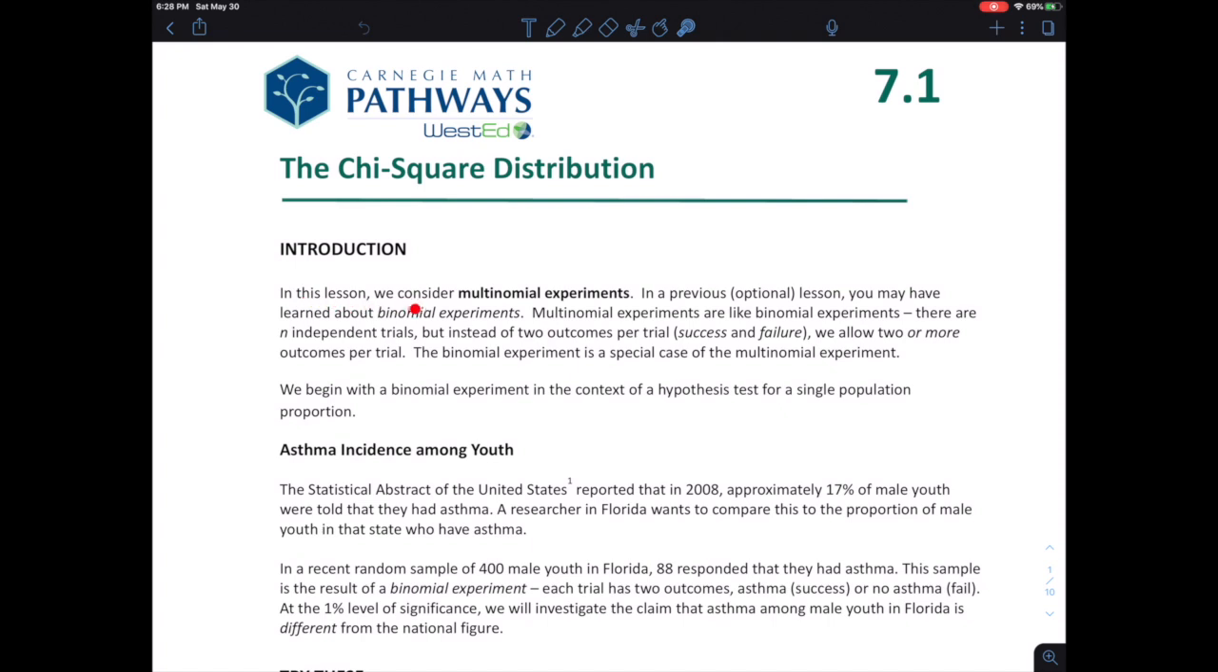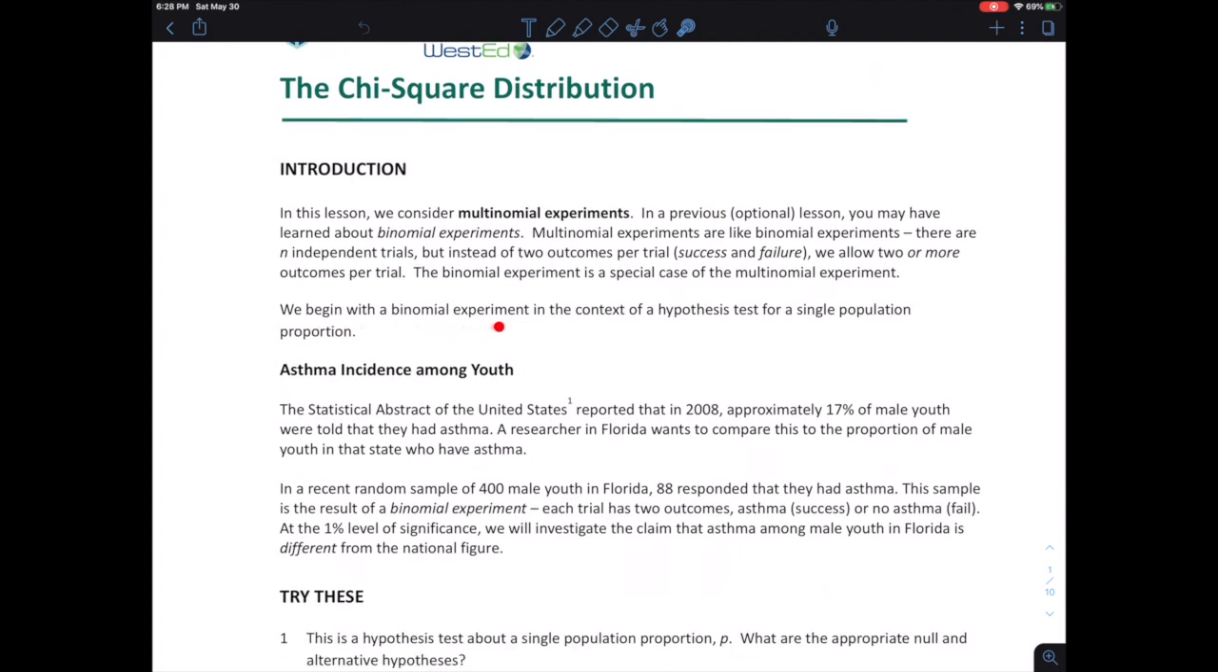It says, in this lesson, we consider multinomial experiments. In a previous optional lesson that we skipped, you may have learned about binomial experiments. Multinomial experiments are like binomial experiments. There are n independent trials, but instead of 2 outcomes per trial, success and failure, we allow 2 or more outcomes per trial. The binomial experiment is a special case of a multinomial experiment. We begin with a binomial experiment in the context of a hypothesis test for a single population proportion.